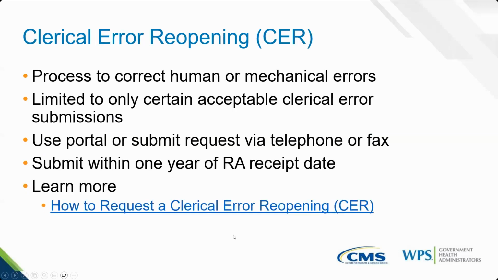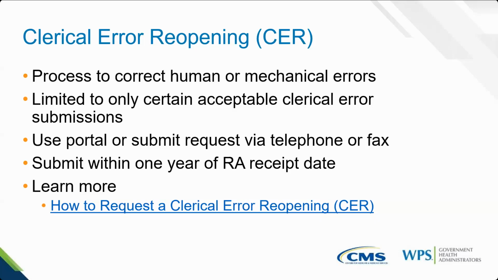Here I want to talk a little more about the clerical error reopening process. This is the process to correct human or mechanical errors. Clerical errors or minor errors are limited to those errors in form and content. This does not include the failure to bill for certain items or services. The final bullet on this slide is a link to a helpful resource on our website that provides examples of situations that can and cannot be processed as a clerical error reopening. It also explains how to request one via telephone or fax if you choose not to use the self-service option.